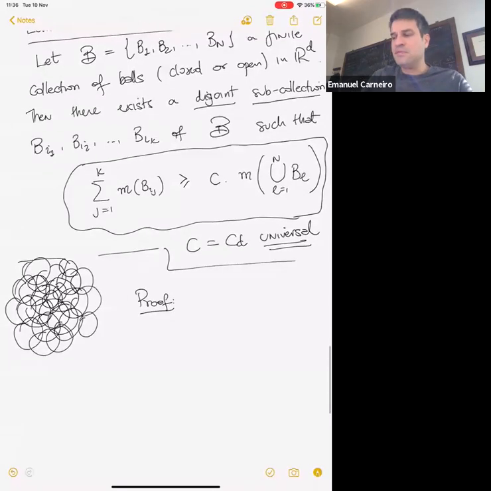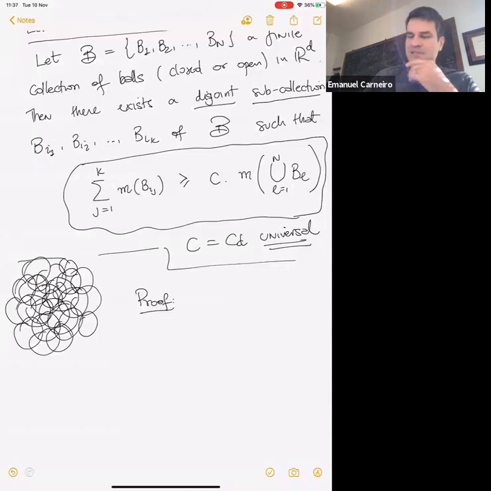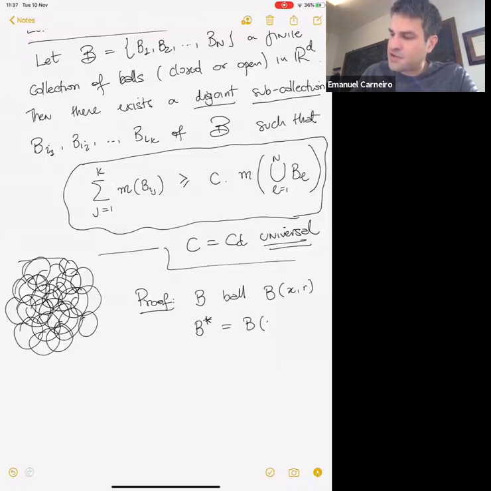The proof is very simple. It's based on an iterative argument. So let me do the following definition. If B is a ball, let me denote by B star the ball: if my ball B has center X and radius R, then B star is just going to be the ball of center X and radius 3R. So this is concentric, with 3 times the radius.